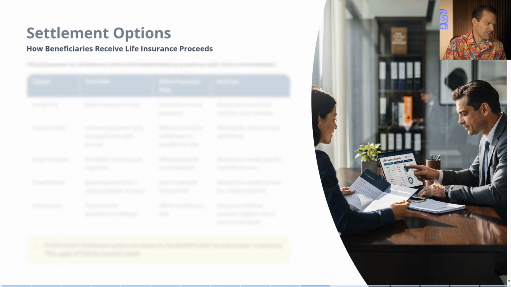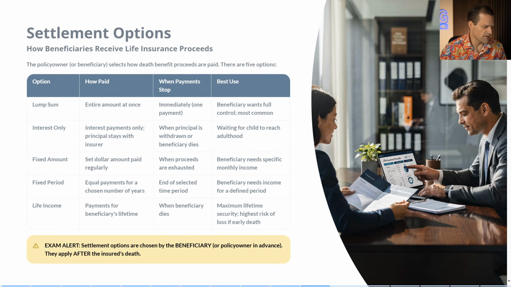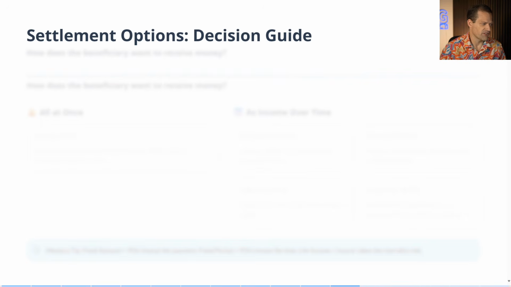Now let's talk briefly about settlement options. This again is how beneficiaries receive life insurance proceeds. So the policy owner or beneficiary selects how death benefits are going to be paid. There are usually five options: lump sum, interest only, fixed amount, fixed period, or life income. Again, how that gets paid out depends on the best use, as you can see in the table. And the key thing to remember is that settlement options are chosen by the beneficiary or the policy owner, can be chosen in advance, and apply after the insured's death.